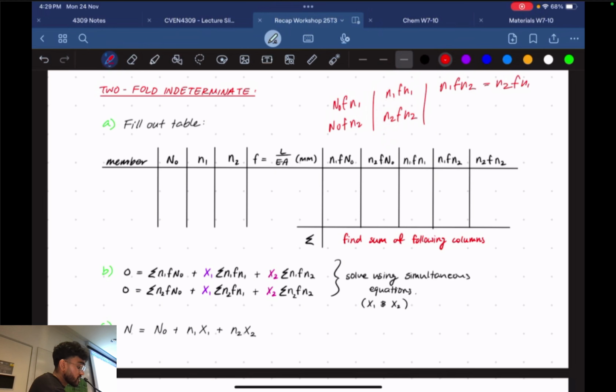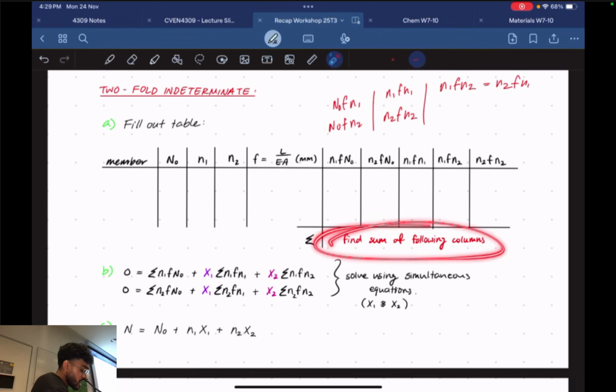So you're going to figure out these values for each member. And what you're going to have to do is sum them up and sub it into this equation here, and then use a bit of simultaneous equations to find x1 and x2. And to find the axial force for each member, you're going to have to use that formula there. Any questions about this?